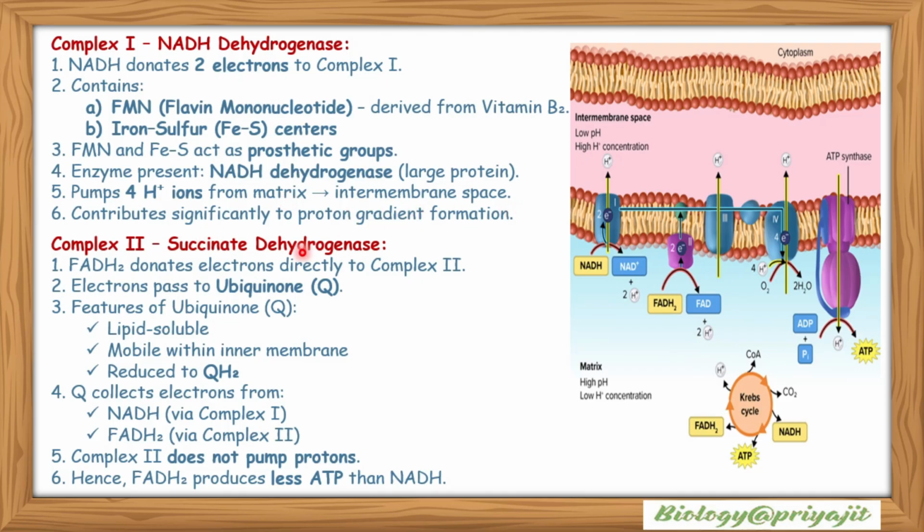Then complex 2, which is also known as succinate dehydrogenase, donates electrons directly to complex 2, and electrons pass to ubiquinone. The features of ubiquinone: this is a lipid soluble molecule, and it is mobile within the inner membrane. It is reduced to QH₂. Then Q collects electrons from NADH via complex 1 and FADH₂ via complex 2. Complex 2 does not pump protons. Hence, FADH₂ produces less ATP than NADH.